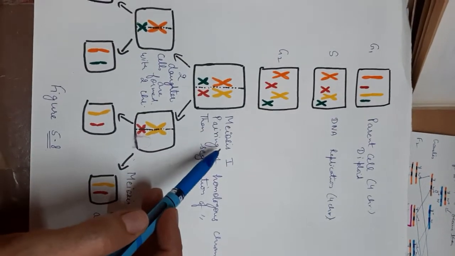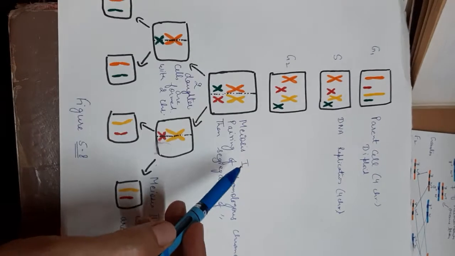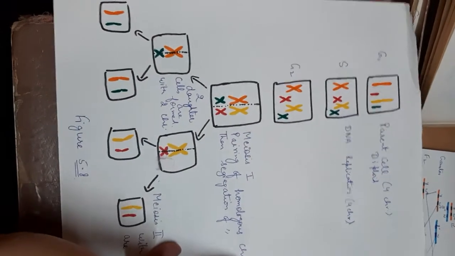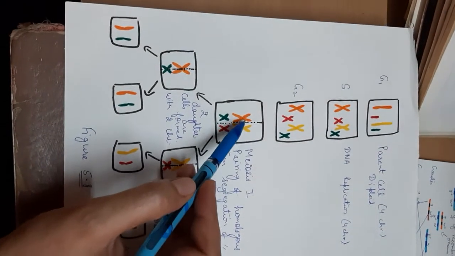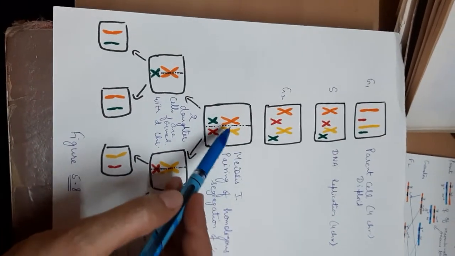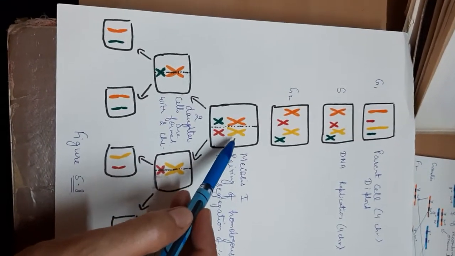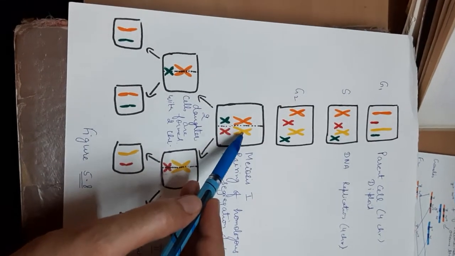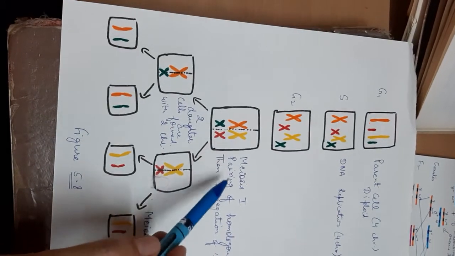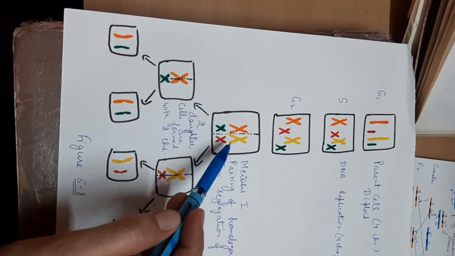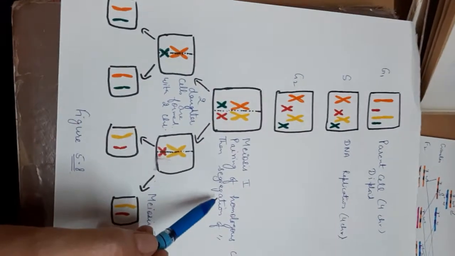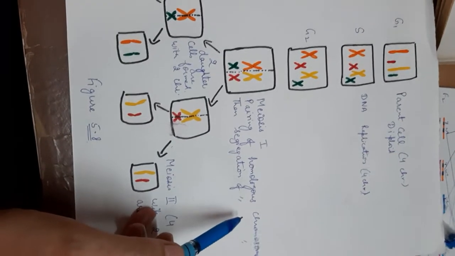Then during meiosis 1, as you all know, meiosis takes place in 2 stages. In meiosis 1, pairing of homologous chromosomes takes place. So this is one pair of homologous chromosomes, this is another pair. This is a homologous pair as the size of the chromosome is nearly the same, and the position of the centromere is also the same. So this is one pair and this is the second pair. So homologous chromosomes have paired up and then they are on the equatorial plane. Now segregation of homologous chromosomes will take place.